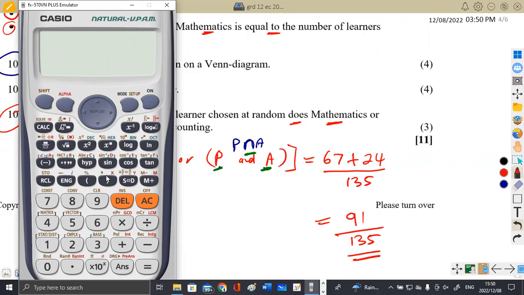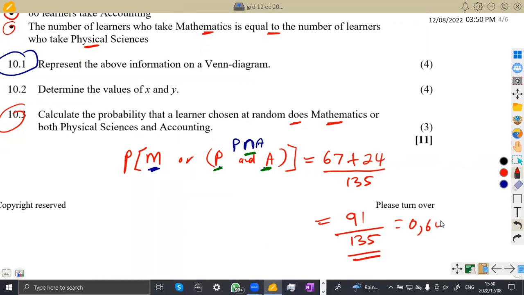As a decimal, it's going to be 0.674, something like that. If you can round off, but you can even leave your answer as a fraction. So those are the typical questions. If you are dealing with probability, expect to have tree diagrams, Venn diagrams, and also the outcome tables that you can have on the continuous table. So these are the typical questions that you have.